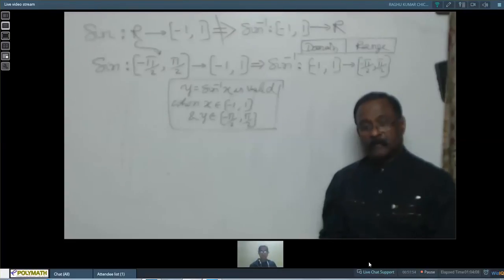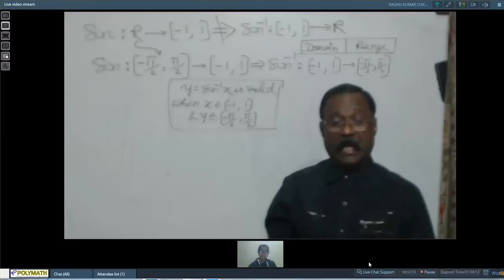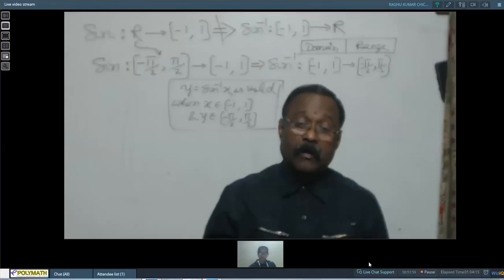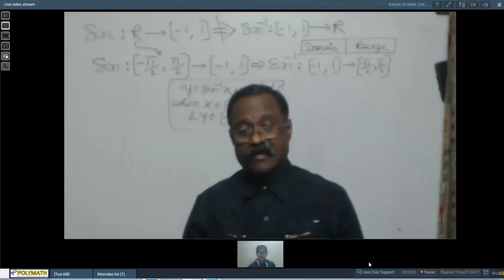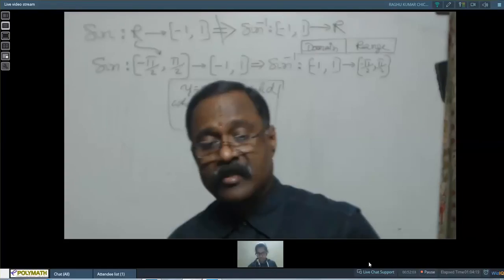So similar is the case with the remaining inverse trigonometric functions like cos inverse x and tan inverse x and secant inverse x, cosecant inverse x, and cot inverse x. All these you can understand through the table.